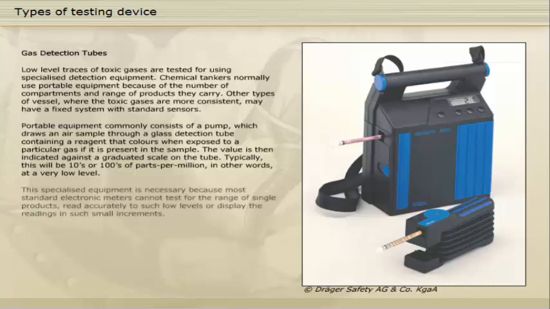This specialized equipment is necessary because most standard electronic meters cannot test for the range of single products, read accurately to such low levels, or display the readings in such small increments.